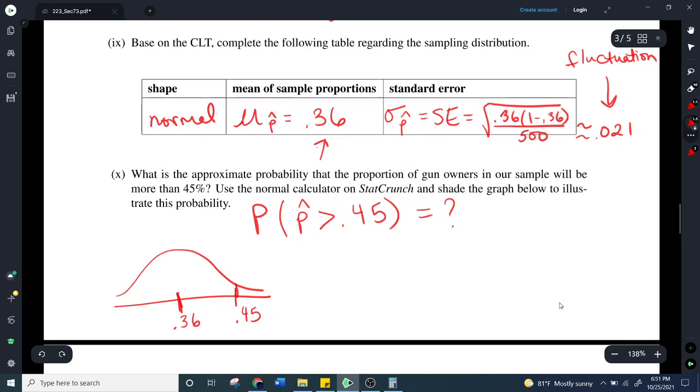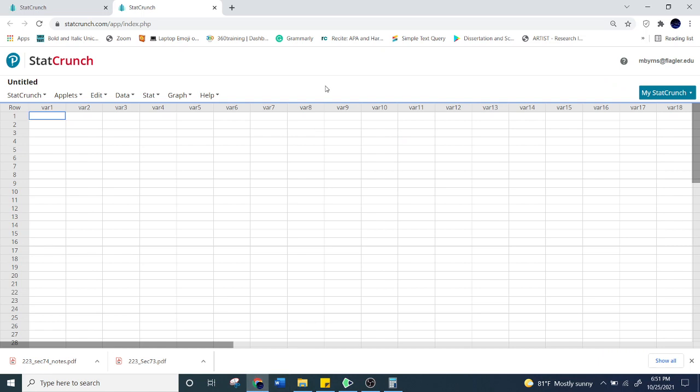So more than 45% means I'm looking for a shaded area right here. And that is the probability that I need to calculate. And we're going to use StatCrunch to figure that out. What we're going to put into StatCrunch is our mean of 0.36 and our standard deviation of 0.021. So let's go to StatCrunch here.